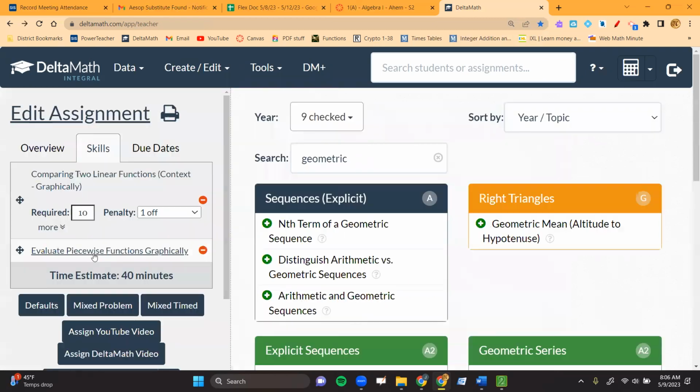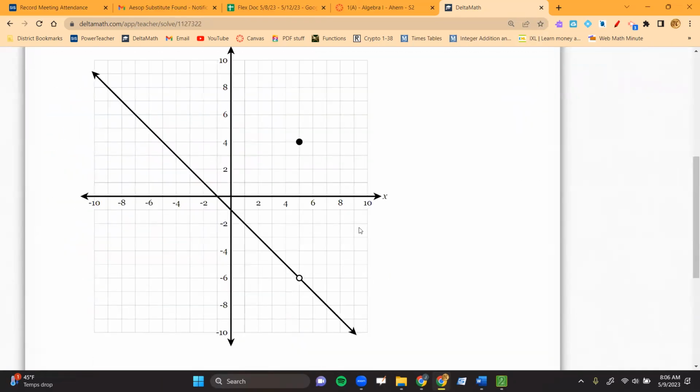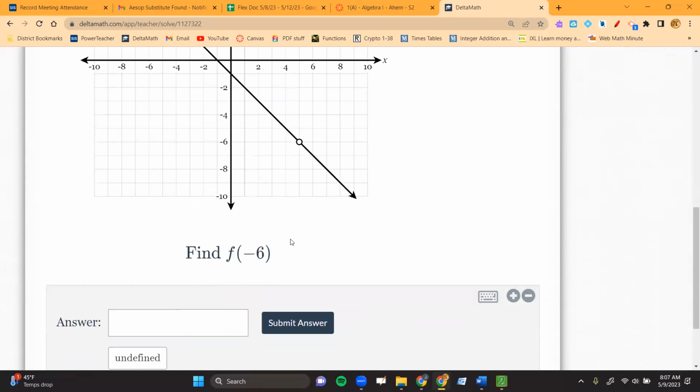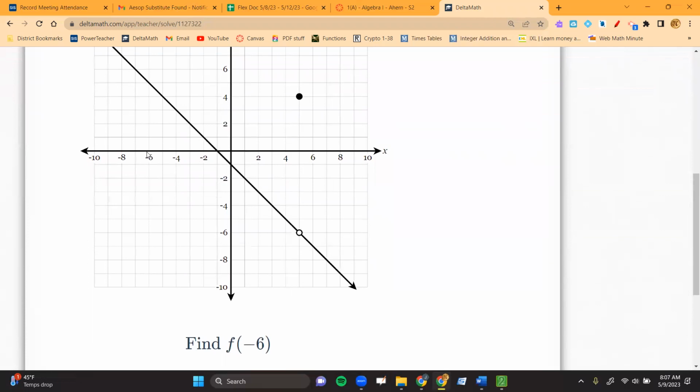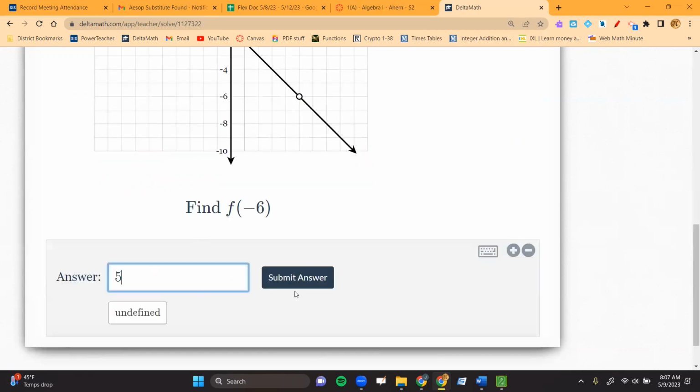The other section that I wanted you to do was evaluating piecewise functions. So a lot of this is not going to be anything new. Like this one you did yesterday, but the reason I assigned this is because these functions are a little bit wonky. They're piecewise, so they come in pieces. And so if I said to you, what's f of -6? What would you do? So the x-axis -6, and then what would I do from there? Count up or down, in this case up, until you get to the graph. And if I go to -6, I have to go up to what? 5. Good. So I would just type in 5, hit submit.